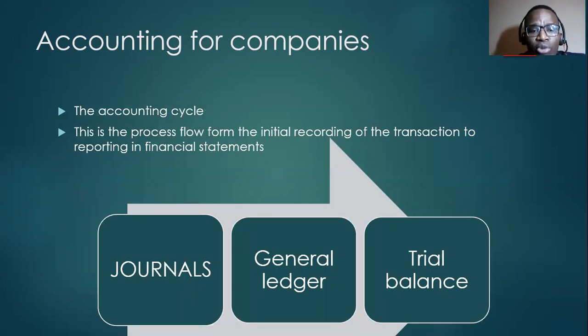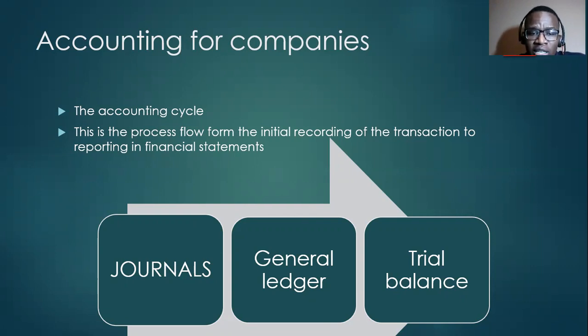The accounting cycle is just a process flow from the initial recording of the transaction to the transaction being in the financial statements, right? So the accounting cycle doesn't differ for companies and for sole traders or partnerships. The only difference is the complexity of it. For companies, because there are so many transactions, usually companies use what we call accounting systems, such as SAP and others, right? The process by which a transaction, when it occurs, is recorded in the financial statements starts from a journal being processed.